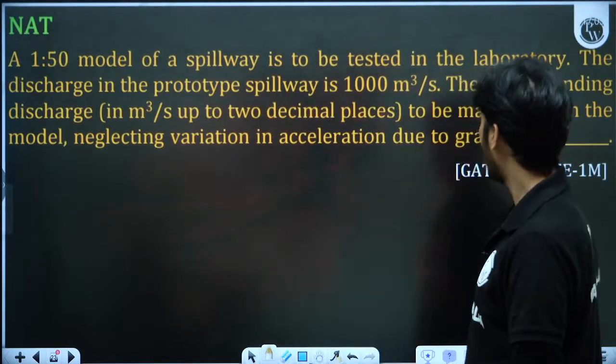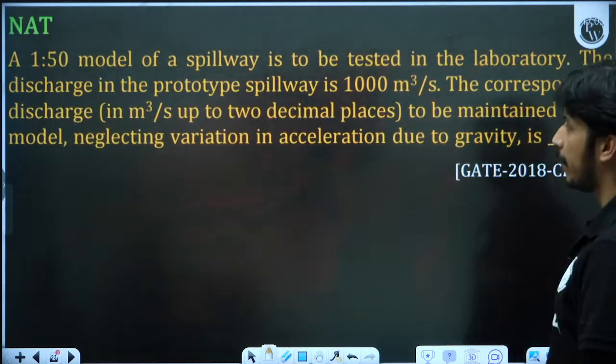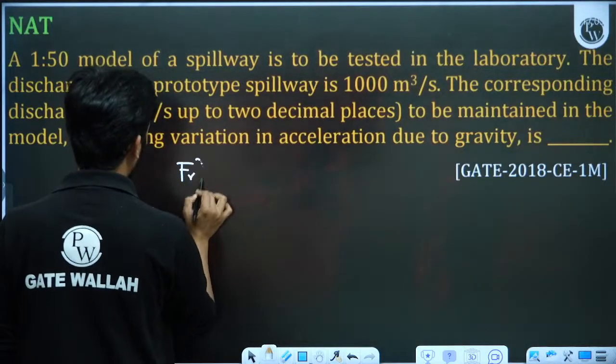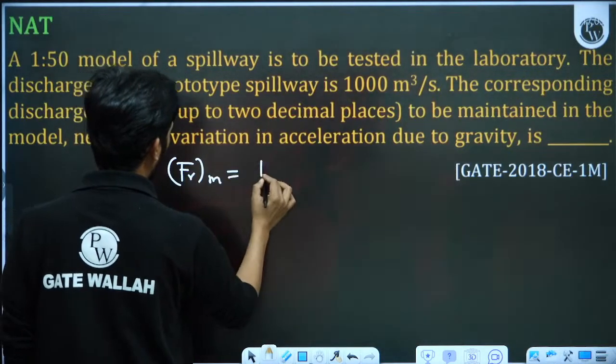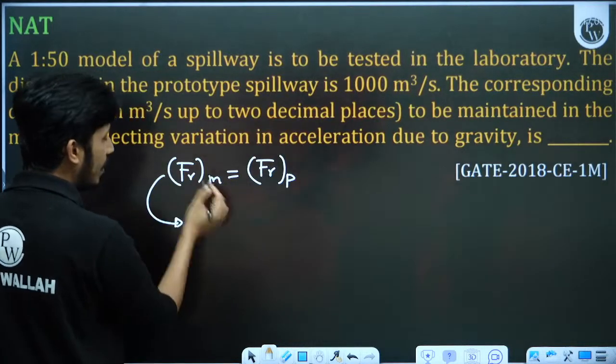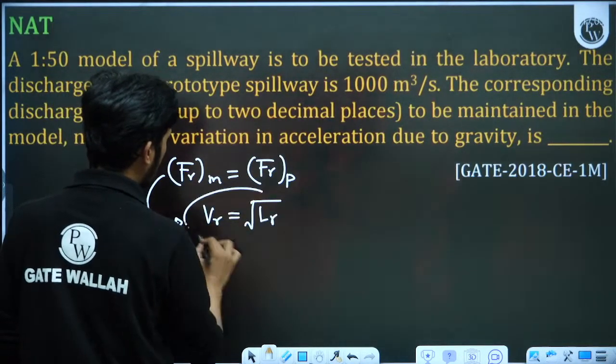Model is there. What is it saying? Acceleration due to gravity, the corresponding discharge due to gravity. So when gravity is there, the Froude number of the model will be equal to the Froude number of the prototype, because gravity is there, so Froude model law is applicable. And in the previous question we got VR equals root LR, meaning the velocity ratio is root of the length ratio.